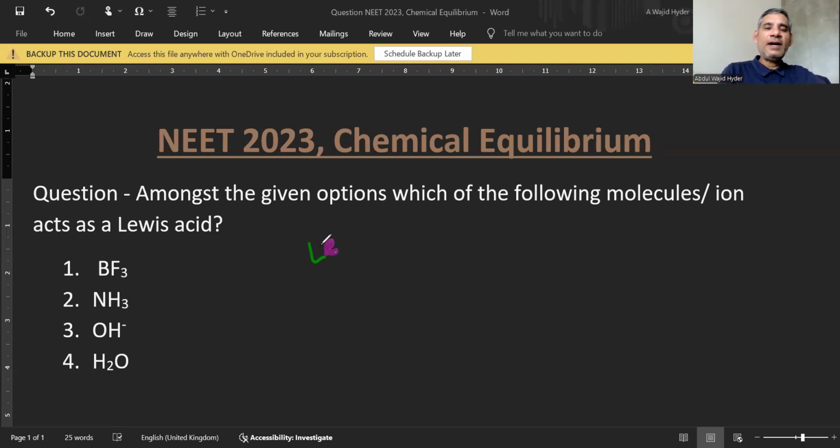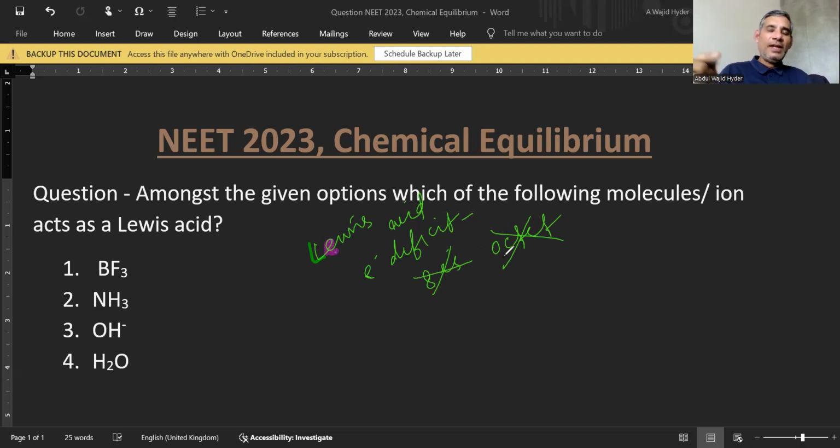Lewis acids are those species which are electron deficient. What is the meaning of electron deficient? Electron deficient means not having 8 electrons there in the central atom. Not having 8 electrons means their octet is not complete even after sharing electrons by the central atom.